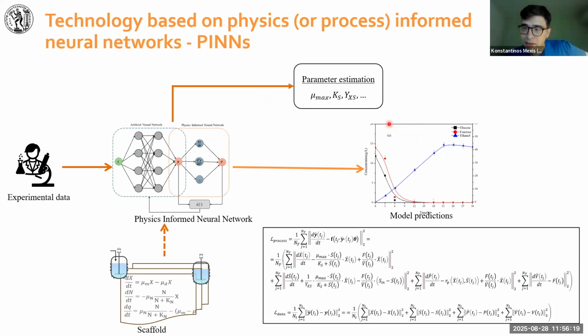The key enabling technology for digital twin development is physics-informed neural networks. Unlike conventional neural nets that rely purely on data, PINNs integrate known physical laws such as conservation equations directly into the learning process as soft constraints, making them data efficient, more robust, and better at generalizing to unseen conditions.